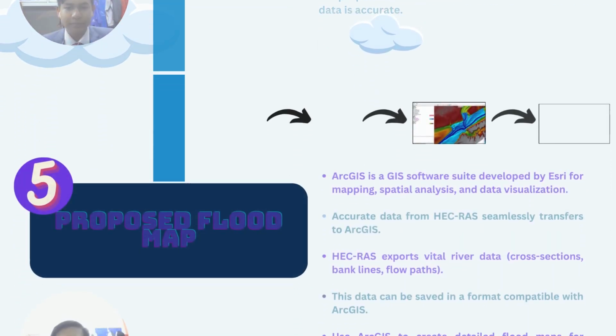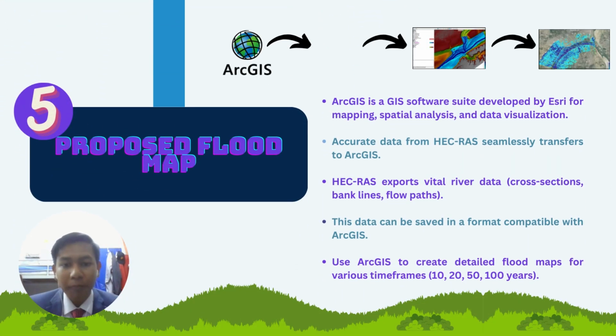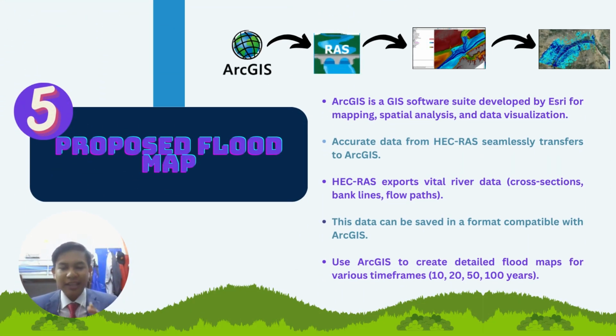Okay, the last method is proposed flood map. So, as I said before, we need to use two software, which is HEC-RAS, and the second one is ArcGIS. So, what is ArcGIS actually? ArcGIS is a GIS, which stands for Geographic Information System, software suite developed by Esri for mapping, spatial analysis and data visualization.